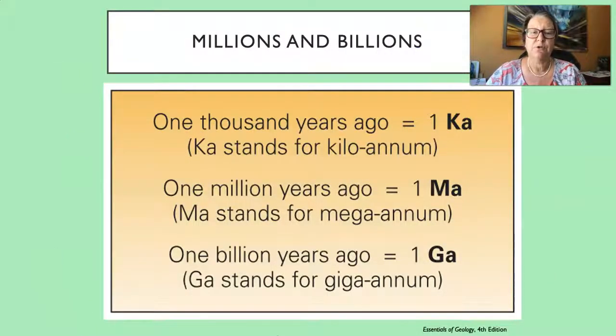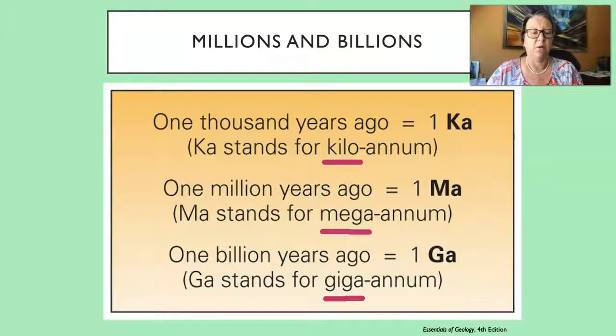I need to introduce you to the fact that we're going to be using millions and billions a lot in this class, especially when we talk about the age of the universe and the age of the Earth. If you recall from the video about the metric system and some of the prefixes, you've already seen kilo and mega and giga. I didn't really emphasize those last two, but these are abbreviations for thousands, millions, and billions. These prefixes are attached to the word annum, which is Latin for year, and so 1,000 years, million years, billion years is what these stand for.